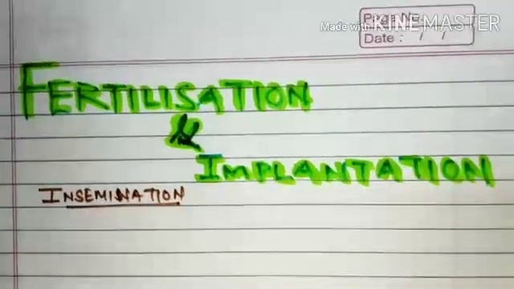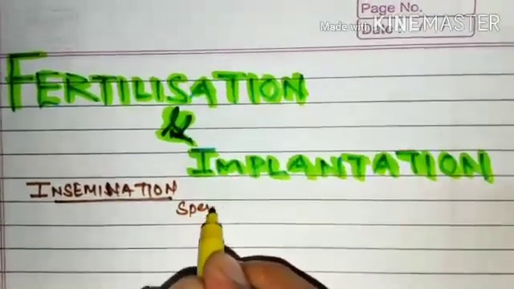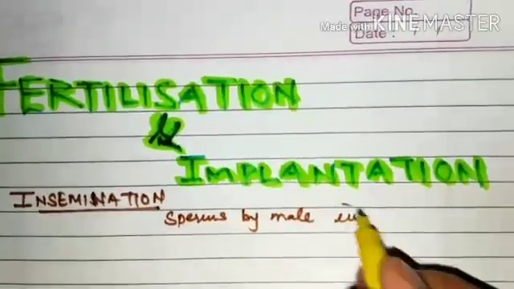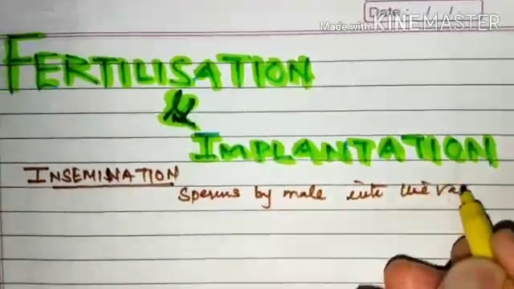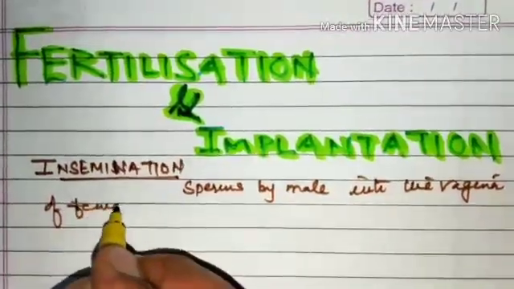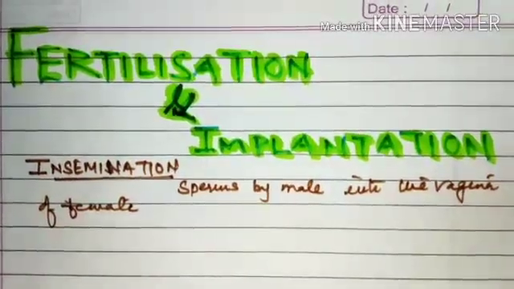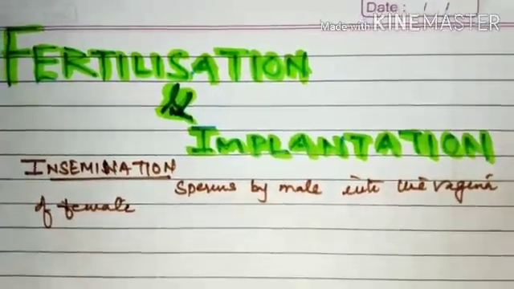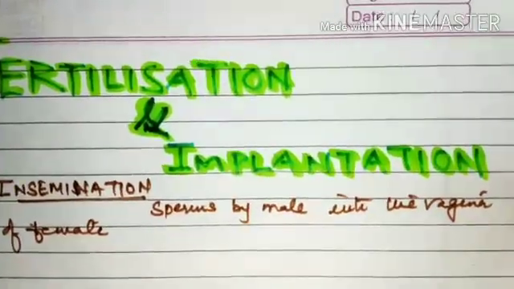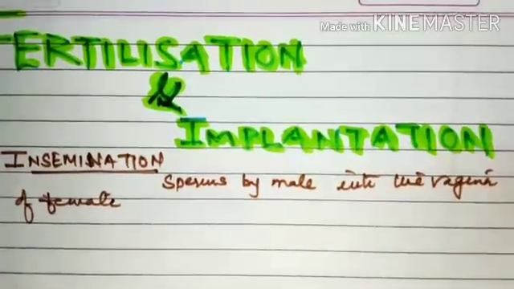Insemination means the transfer of sperms by the male into the vagina of the female. This process is called insemination. Now what happens? During copulation, or coitus, the male releases semen into the vagina of the female by the penis, and this process is called insemination.